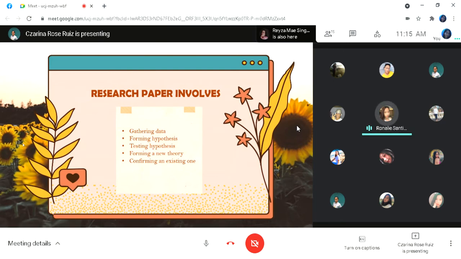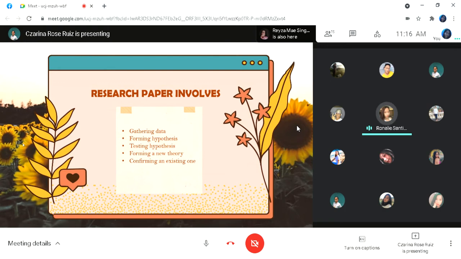So for the continuation, I am going to discuss what a research paper is. A research paper involves gathering data, forming a hypothesis, testing the hypothesis, forming a new theory, or confirming an existing one. So I think we are all familiar with what research is all about. To recap, research is a creative and systematic work undertaken to increase the stock of knowledge. It involves the collection, organization, and analysis of information to increase understanding of a topic or issue. A research project may be an expansion on past work in the field.